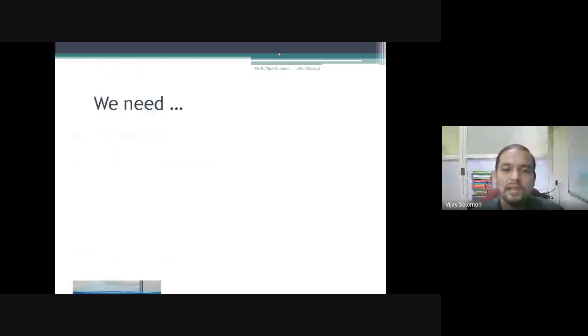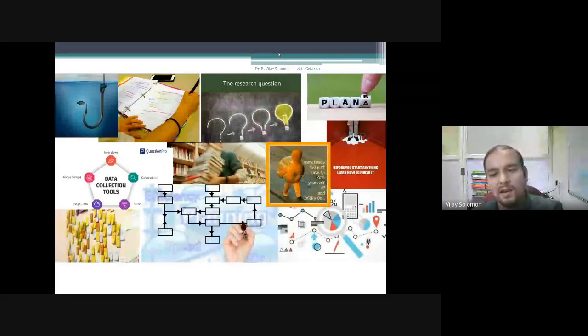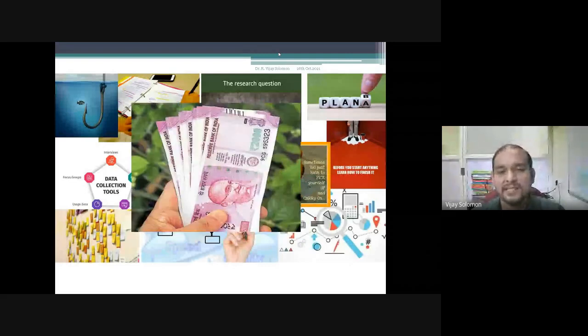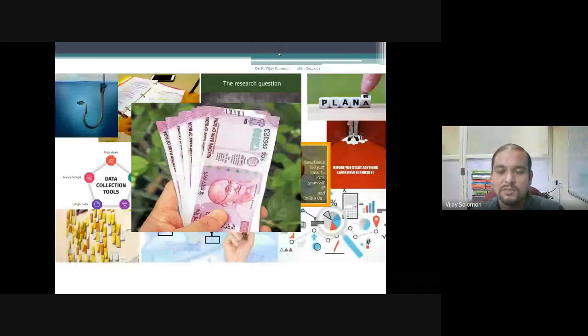And obviously, as researchers we will have a lot of ups and downs in our career, and we need to have good moral support that should come from us only. Sometimes you just have to pick yourself up and carry on. That is very, very important. All these things are very essential, and no one can forget the importance of financial support. If everything is there, then all these things will lead to fruitful results, which have to be written as a manuscript, and then we need to publish.